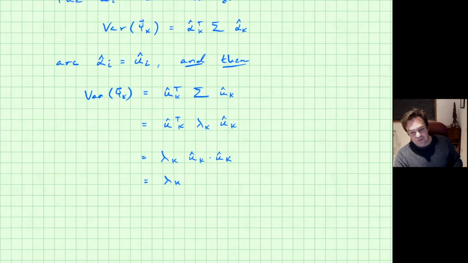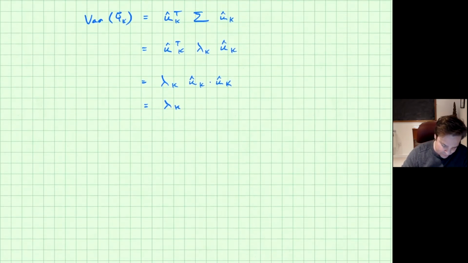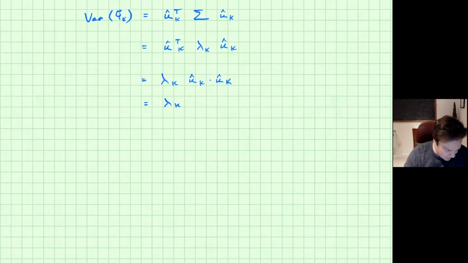So this is the origin of us using that ordering. We put the largest variation where there's the largest eigenvalue, and that we call PC1. And the next largest we call PC2, and so on. So that's where this ordering comes from.